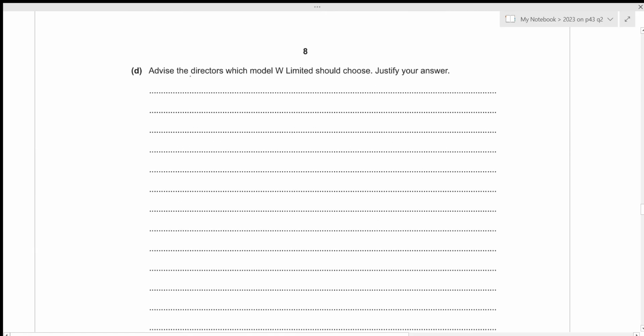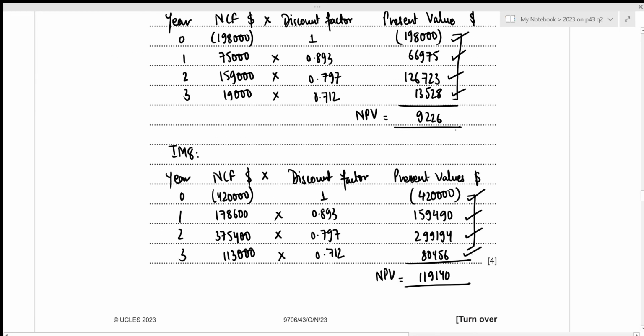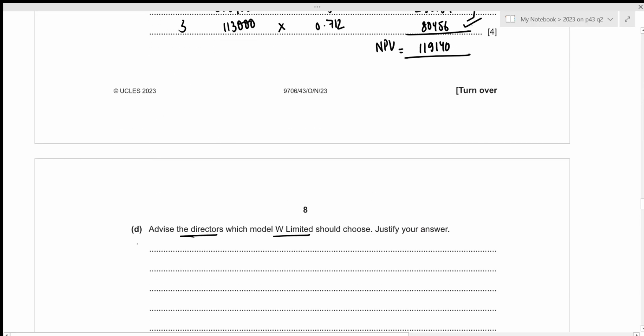Now for the fourth one, we need to advise the directors which model W Limited should choose. We need to justify our answer. This is of 7 marks, so we need to have at least 6 comments. Okay, so the first thing that we can do is compare the net present value. Clearly, the net present value for machine IM8 is higher. So IM8 has a higher positive net present value than IM3.